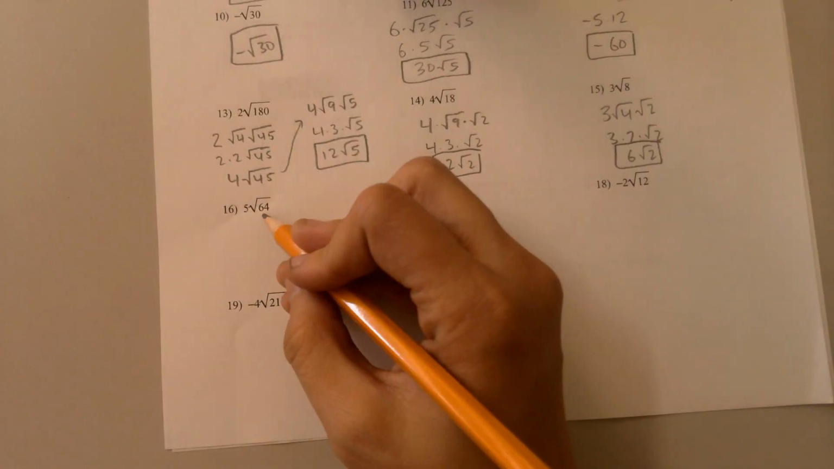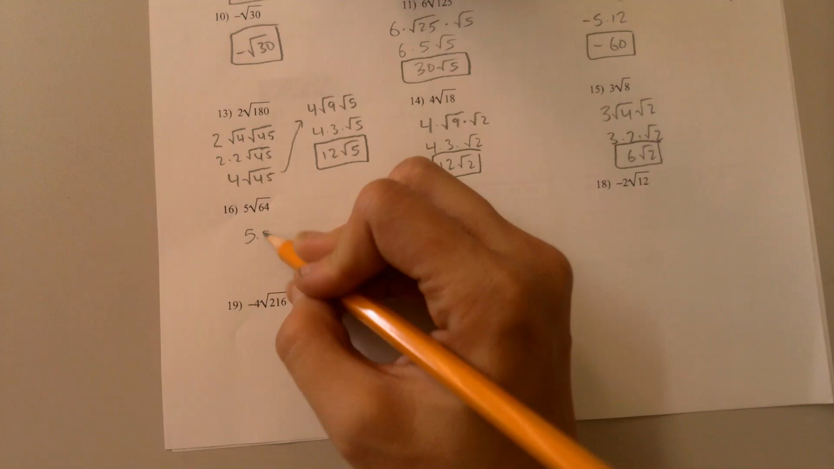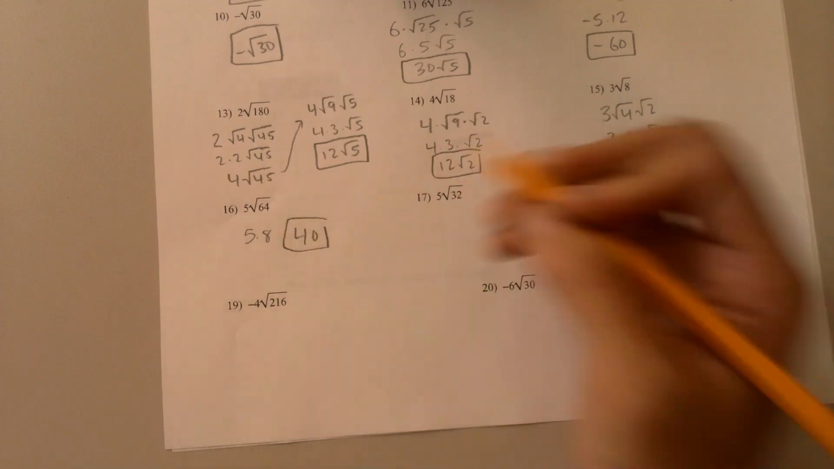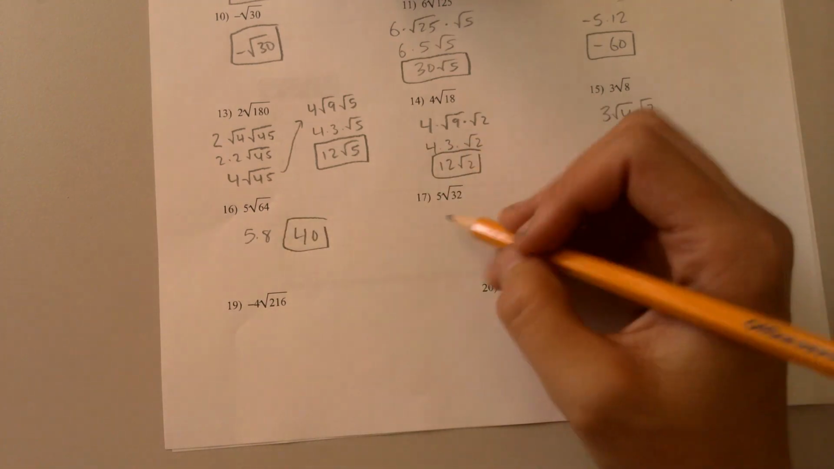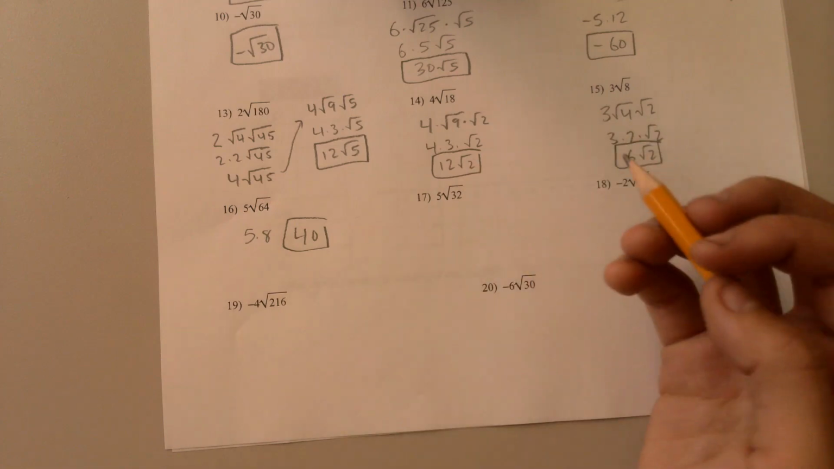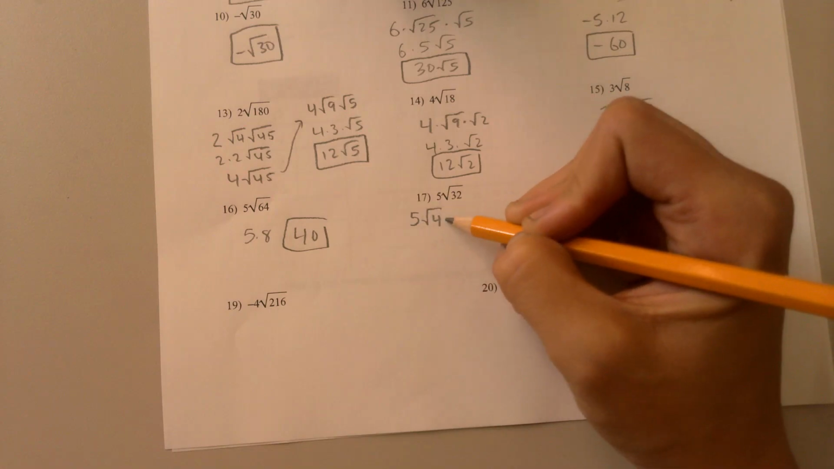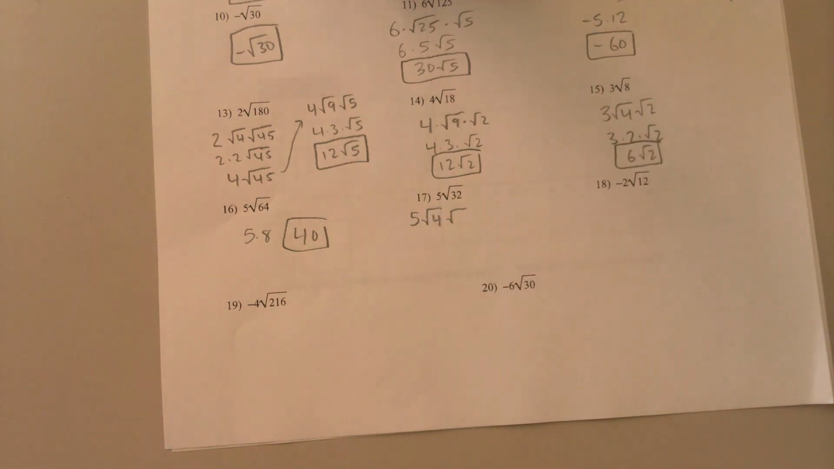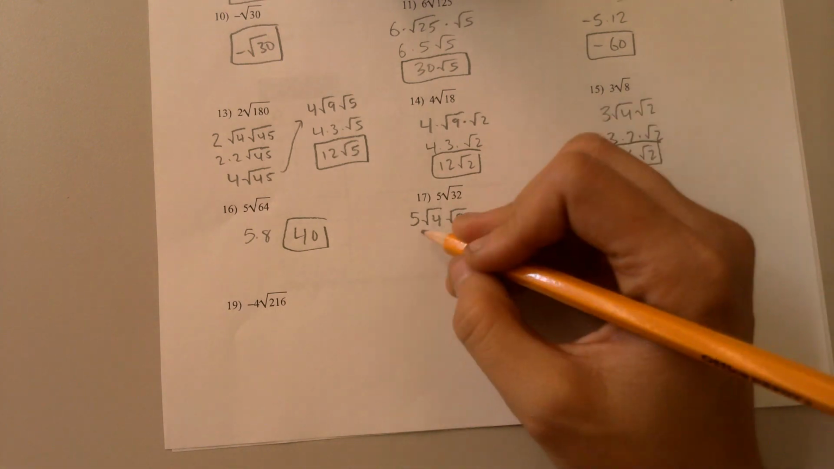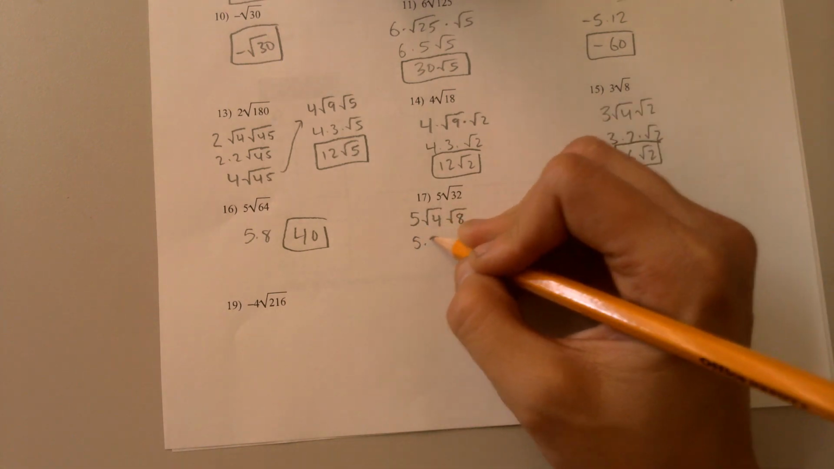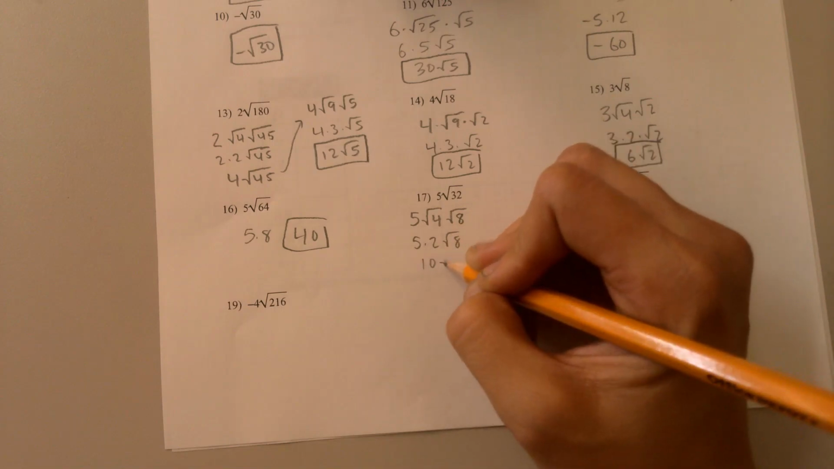64, that is already a perfect square, so it's 5 times 8, 40. Okay, 32, we have 16. Let me do another one where we chose it wrong, right? Okay, so we do 5 root 4 root, what's 32 divided by 4? 8.